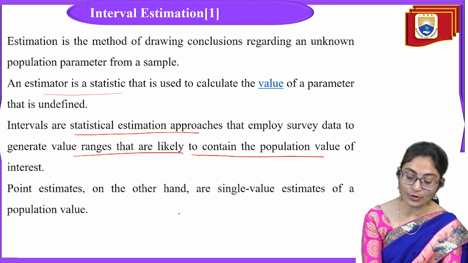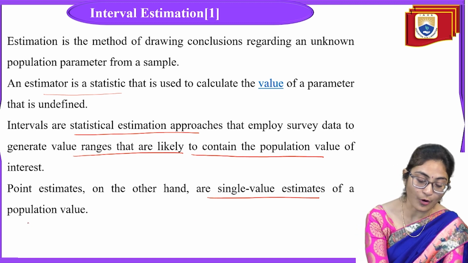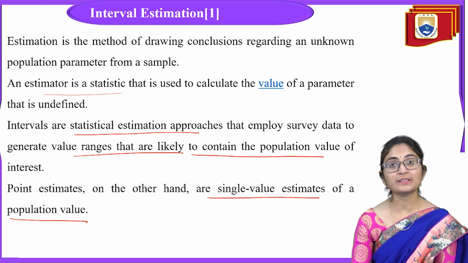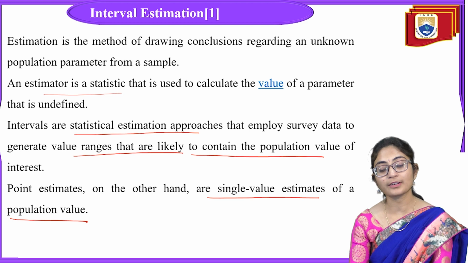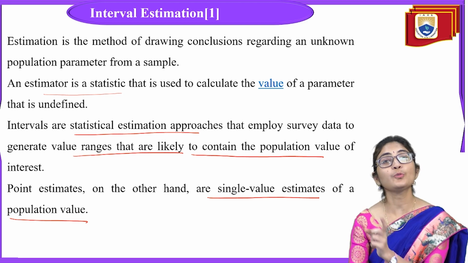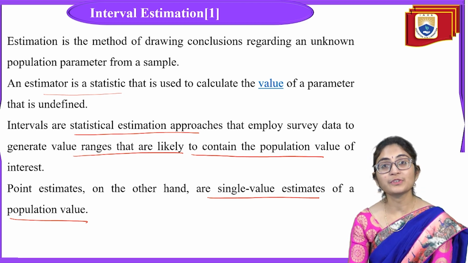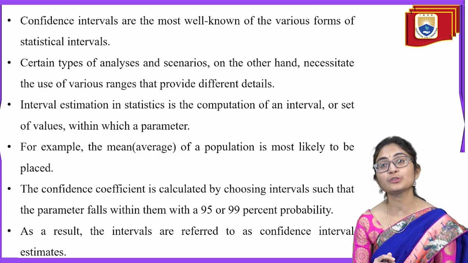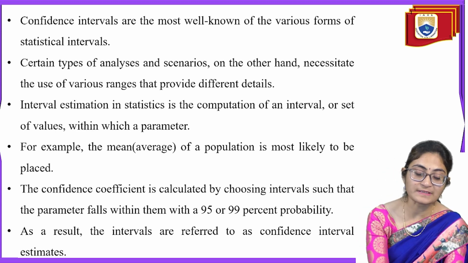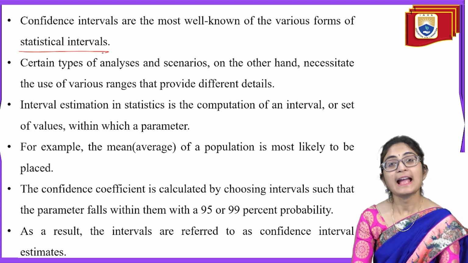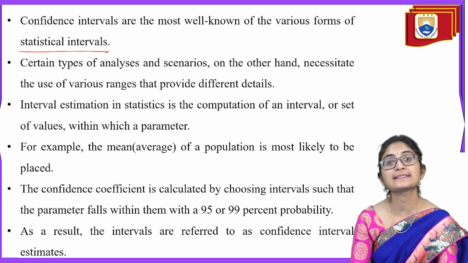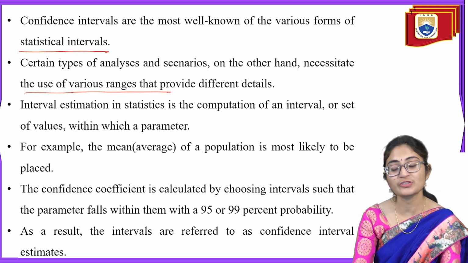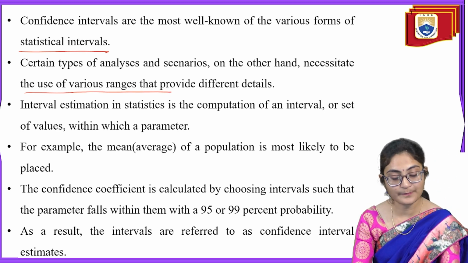And a point estimate, on the other hand, is a single value estimate of the population value. That means your estimation method is totally drawing a conclusion regarding the unknown population parameter from the sample. Now, confidence intervals are the most well known of the various forms of statistical intervals. And certain types of analysis and scenarios, on the other hand, necessitate the use of various ranges and provide different details.